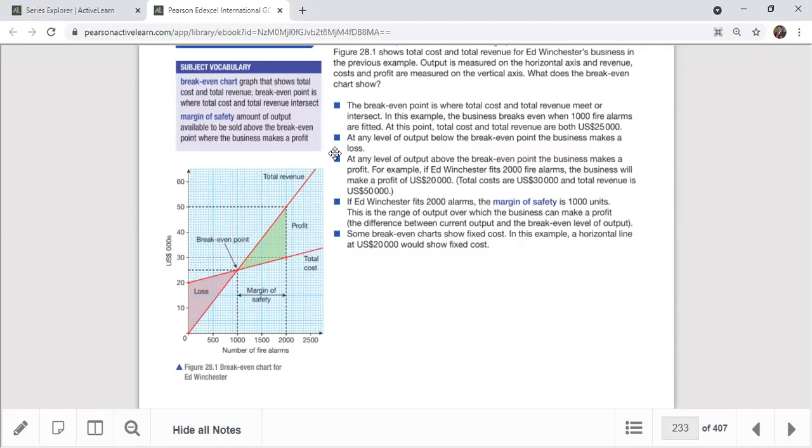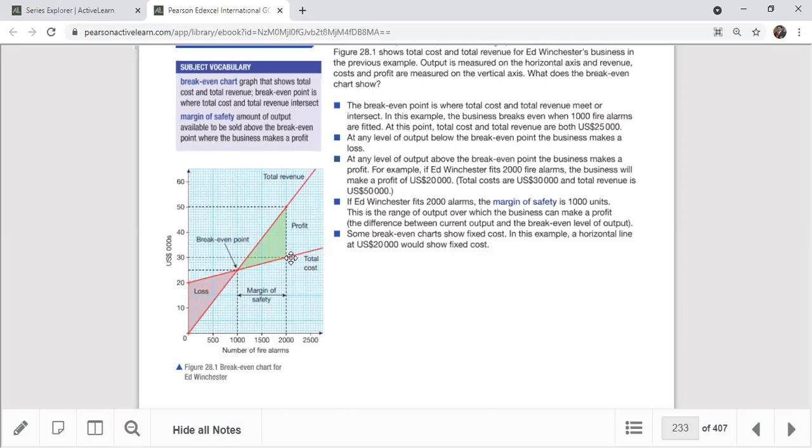And secondly, at any level of output below the break-even point, the business makes a loss. We can find out, at different outputs below the break-even point, what loss they are incurring. And third, at any level of output above the break-even point, we can see the profit they earn. If you sell a certain quantity, what is the profit level you earn.